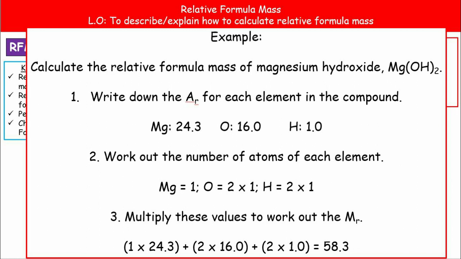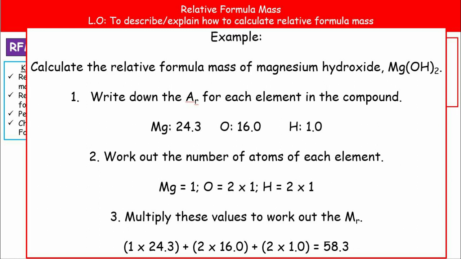If we look at the periodic table, and there's a copy of that on my website that you can get, then magnesium has a relative atomic mass of 24.3, oxygen is 16, and hydrogen is 1. The next thing we need to do is look at that chemical formula and see how many of each atom are present for each element.